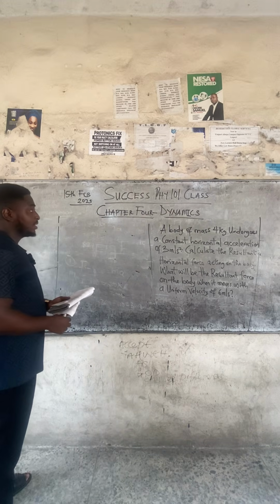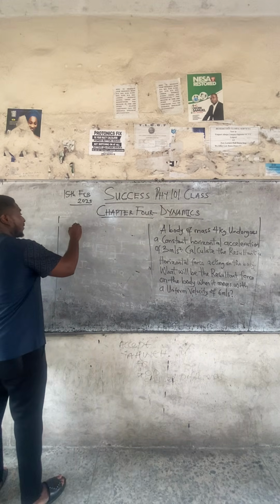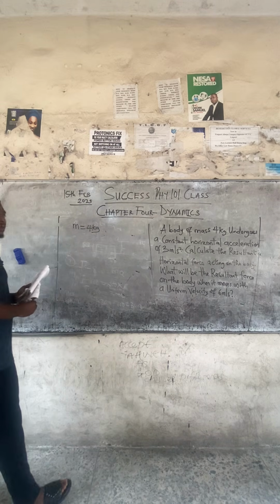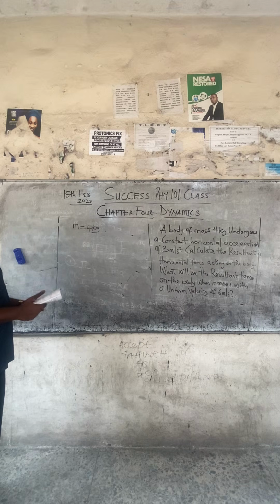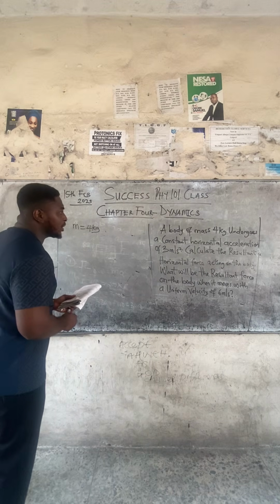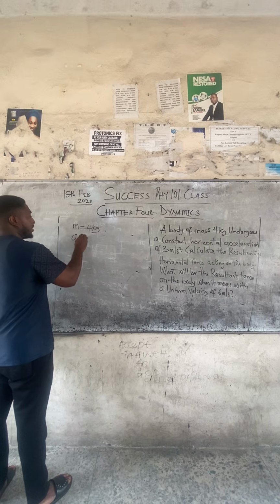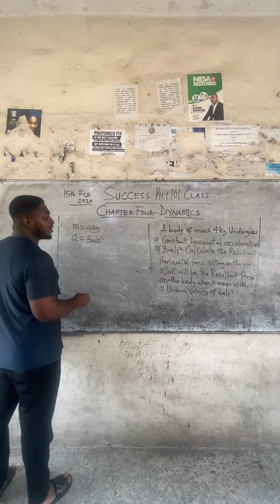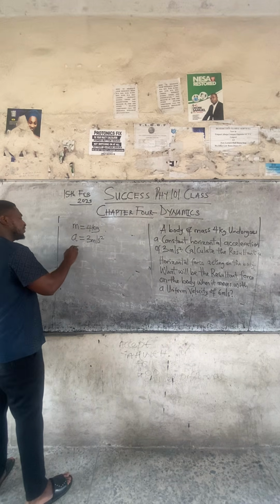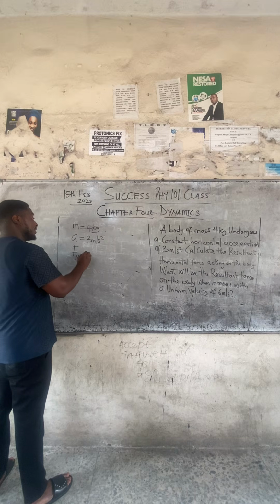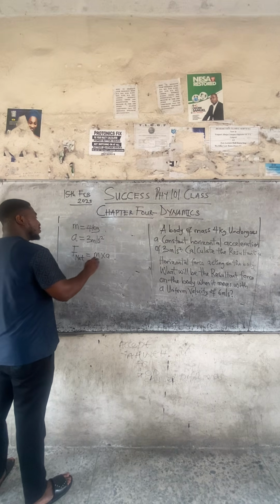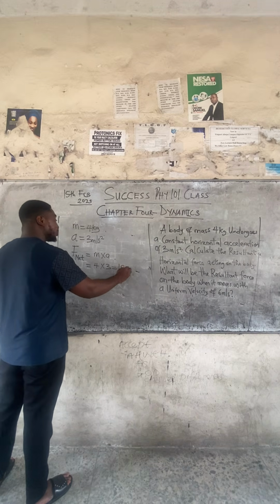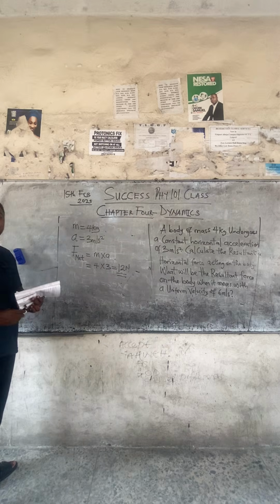Now, class, a body of mass 4 kg undergoes a constant horizontal acceleration, a = 3 meters per second square. Calculate the resultant force acting on the body. Class, the resultant force means the net force, which is mass times acceleration. We clearly have mass as 4 and acceleration as 3. The first part of the question is very simple. The answer is 12 Newton.